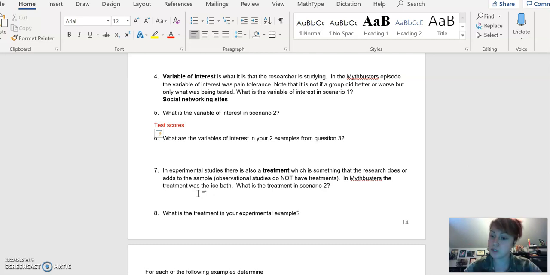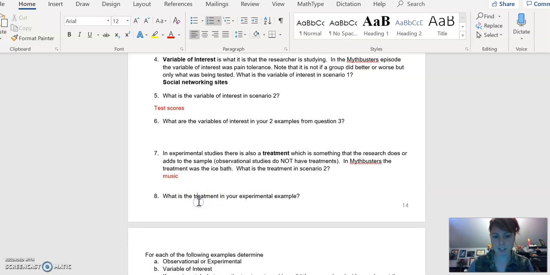So in scenario 2, which is the one with Mario, what was the treatment? Music. So, to make sure we understand this difference, his question, his hypothesis, is about if music affects test grades. So his variable of interest, the thing he's interested in, is test grades, and his treatment is music. He wants to see if the music affects the tests. He also could have the same question with hot Cheetos. Does eating hot Cheetos increase test grades? In that case, your treatment would be hot Cheetos, but he's looking at music.